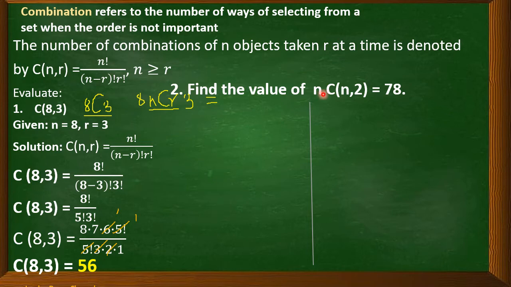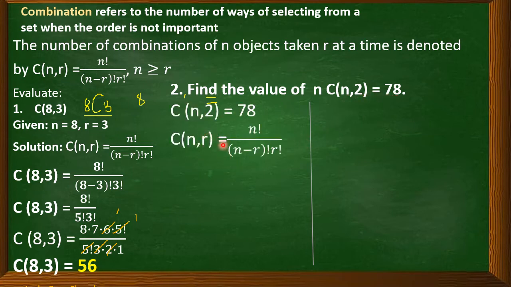Another example wherein we will look for the value of n. Find the value of n in the combination of n taken 2 is equal to 78. So we will again use our formula and substitute. We already have the value of the combination, which is equal to 78. Then n is unknown, so we will write n factorial over the quantity of n minus 2 factorial times 2 factorial.